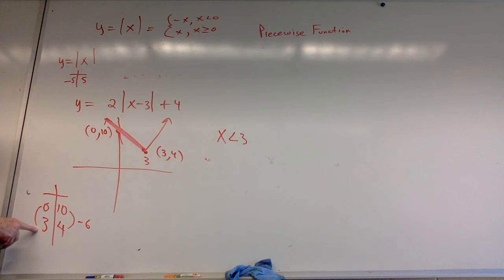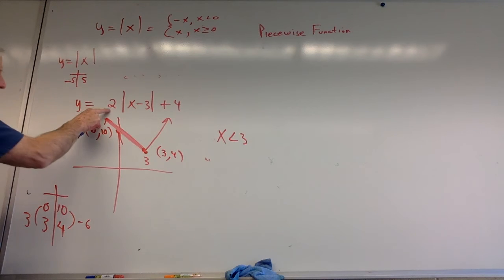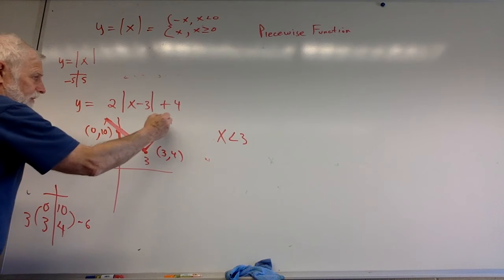0 to 3, I went up 3. And so what's minus 6 divided by 3? I'm not going up at 2 to 1. I'm going down at 2 to 1. Okay? This side here is going to be the same.